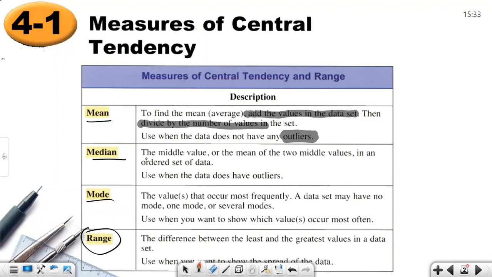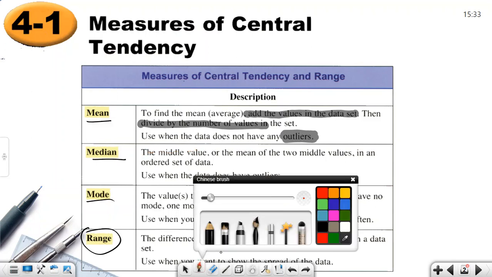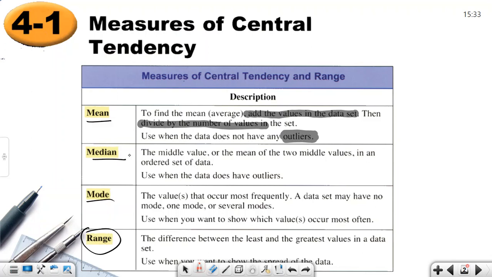Let's continue with the median, the middle value. Of course, when we say the middle value, you need to order these values from least to greatest, and then you will find the middle number. If there are two middle numbers, you need to add them and divide by 2. If there is an outlier, we will use the median to show central tendency. If there is no outlier, the data is fairly spread around the set, so we will use the mean.